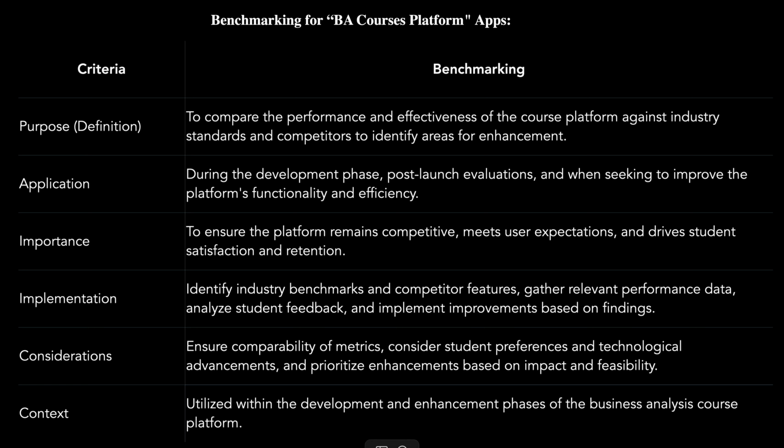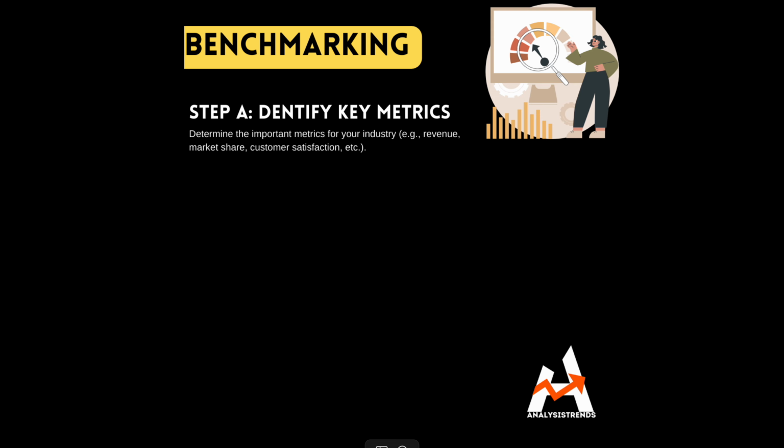So this is what we're going to do in the next part of the video, where we're going to do a benchmarking technique in order to find the competitors, compare them, gather relevant data, analyze the data, and find the gaps. So first, how to do the benchmarking.